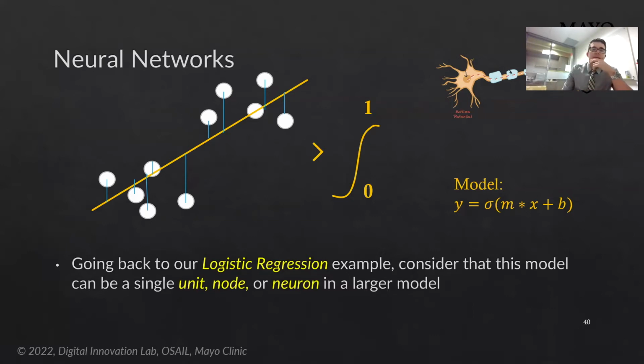So the final algorithm or supervised algorithm I want to talk about is a neural network. And this is probably the most famous or potentially the most infamous of the machine learning models that we see. And so if we go back to our very first logistic regression example, essentially you could consider this simple equation or this simple model as one unit or one node in a much larger algorithm.